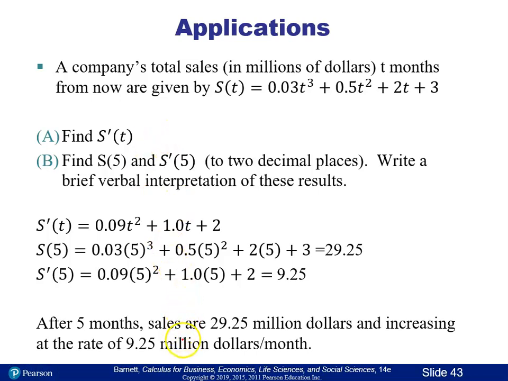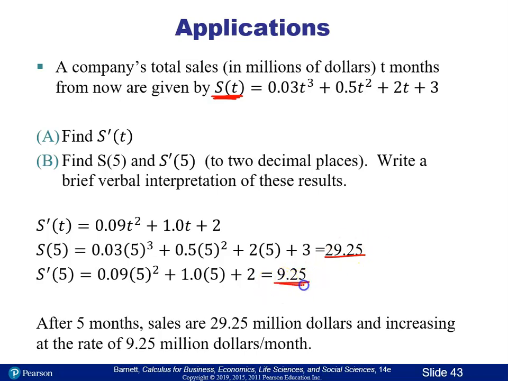As far as interpreting these, after 5 months, because that's where the 5 comes from, that's your number of months that have elapsed, sales are represented by the original function. If you plug 5 into that, you're going to get 29.25. This is in millions of dollars. So that's how many millions of dollars you would have expected to have sold after 5 months.